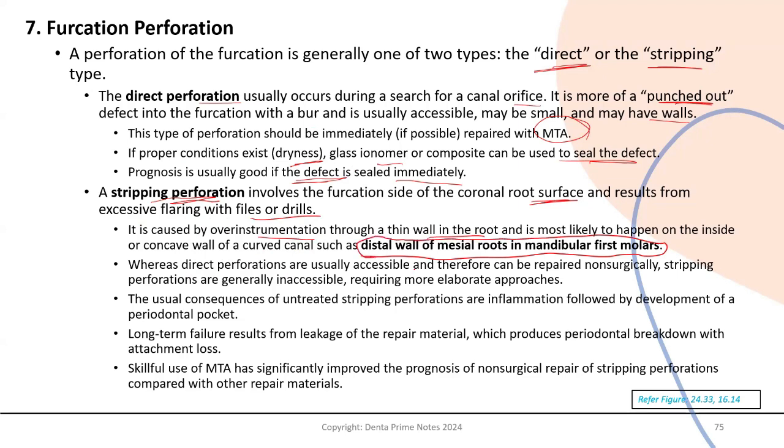Whereas direct perforations are usually accessible and therefore can be repaired non-surgically, stripping perforations are generally inaccessible, requiring more elaborate approaches. The usual consequences of untreated stripping perforation are inflammation followed by development of a periodontal pocket. Long-term failure results from leakage of the repair material, which produces periodontal breakdown with attachment loss. Skillful use of MTA has significantly improved the prognosis of non-surgical repair of stripping perforation compared with other repair materials.